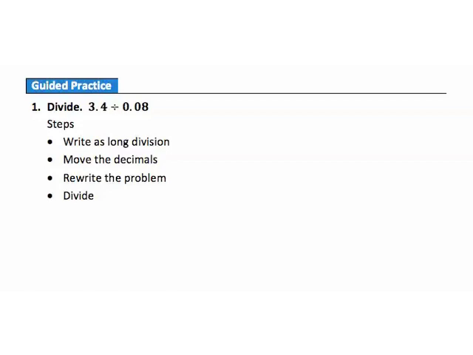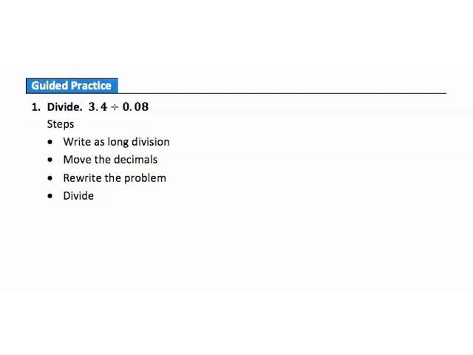Now it's time to check your understanding of dividing by a decimal number. Hit pause on your video player and answer this guided practice question. When you're done, hit play to see how you did. Question 1. Divide 3.4 by 0.08.